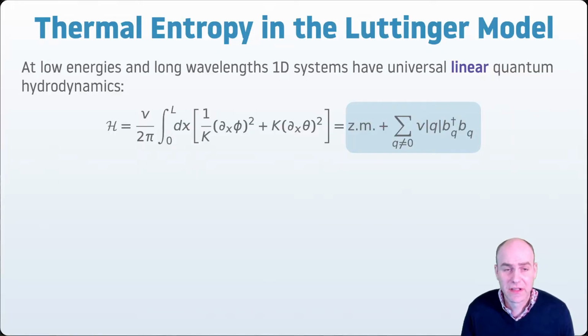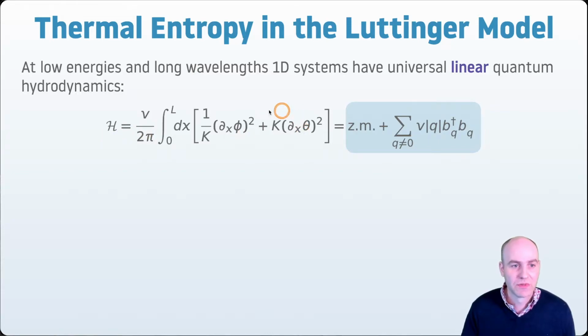And it turns out that actually we know a lot about thermal entropy in a particular model, the Luttinger model, which is really a universal way to describe all systems in 1D with this kind of universal linear quantum hydrodynamics. So whatever kind of high energy microscopic model I might have in 1D, I can basically map it on to this very simple Hamiltonian, where instead of keeping track of the locations of individual particles, I just look at deviations from a local background density.